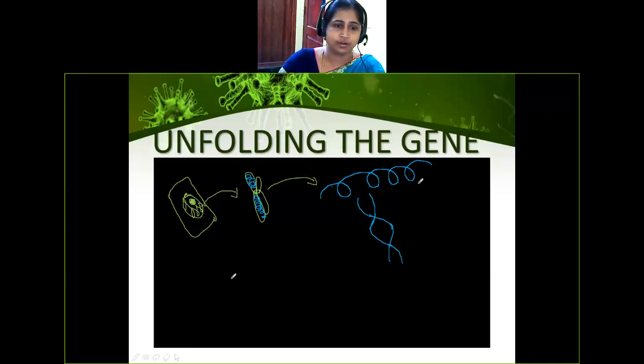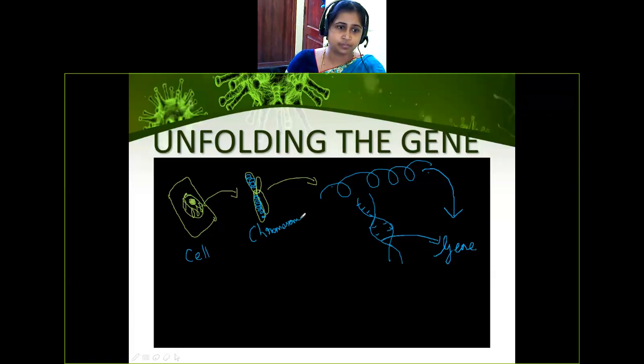Now from here, just observe. Here is the gene. In this DNA there are genes. So what is a gene? Gene is the functional segment of a DNA. So where did I pull out the gene from? From the cell. From the cell, we have seen the chromatids, then the chromosomes, then the DNA, and from the DNA we have unfolded the gene.